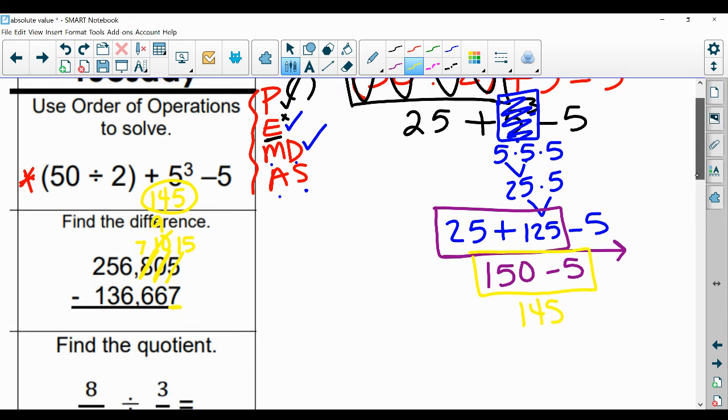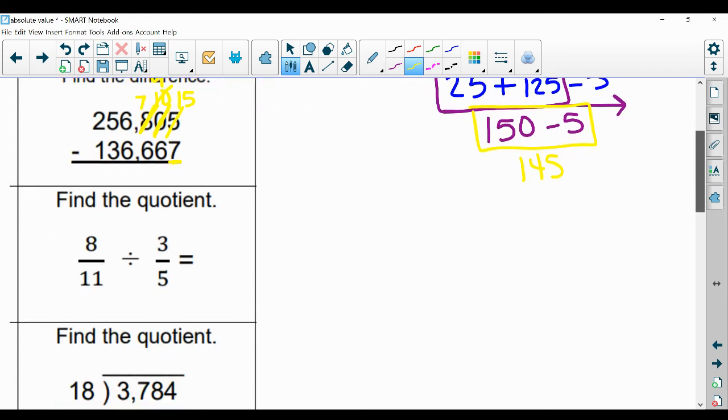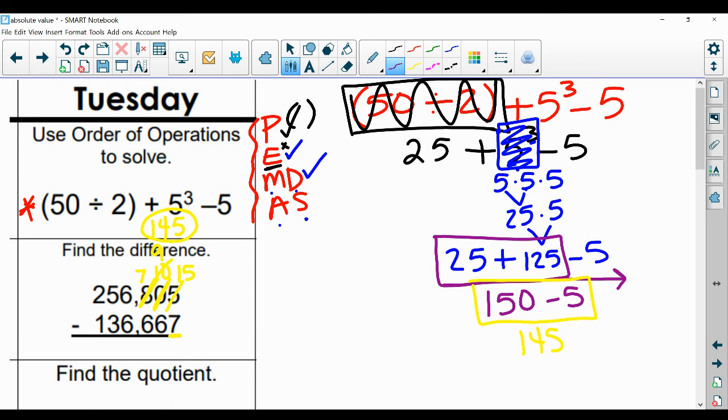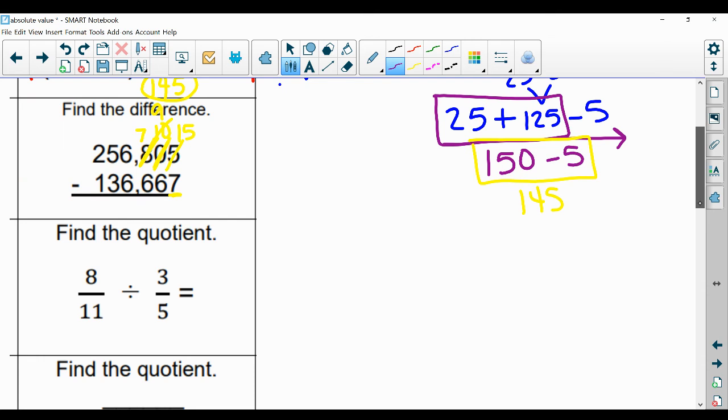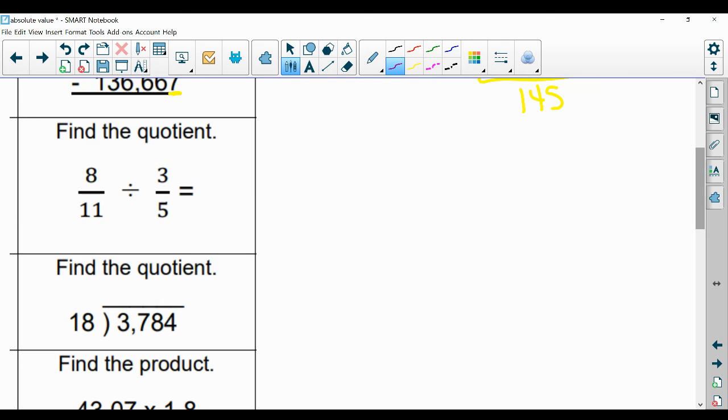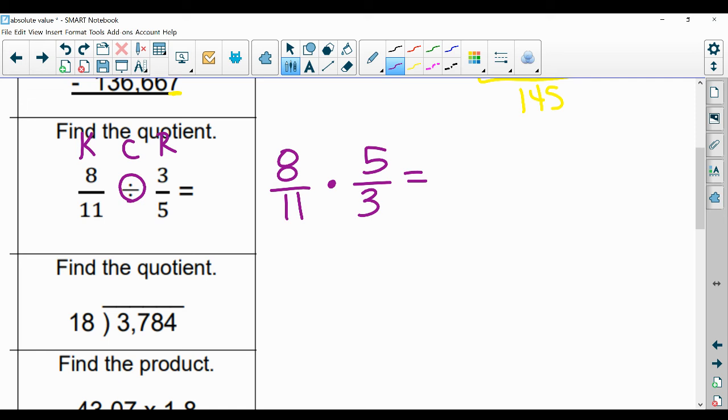Now our next problem is finding the quotient of fractions. And do you remember our saying for dividing fractions? Right, you have keep, change, reciprocal. So I'm going to keep the first fraction the same. I'm going to change my division to multiplication, and I'm going to reciprocal or flip the second fraction. And from here, you just multiply straight across.